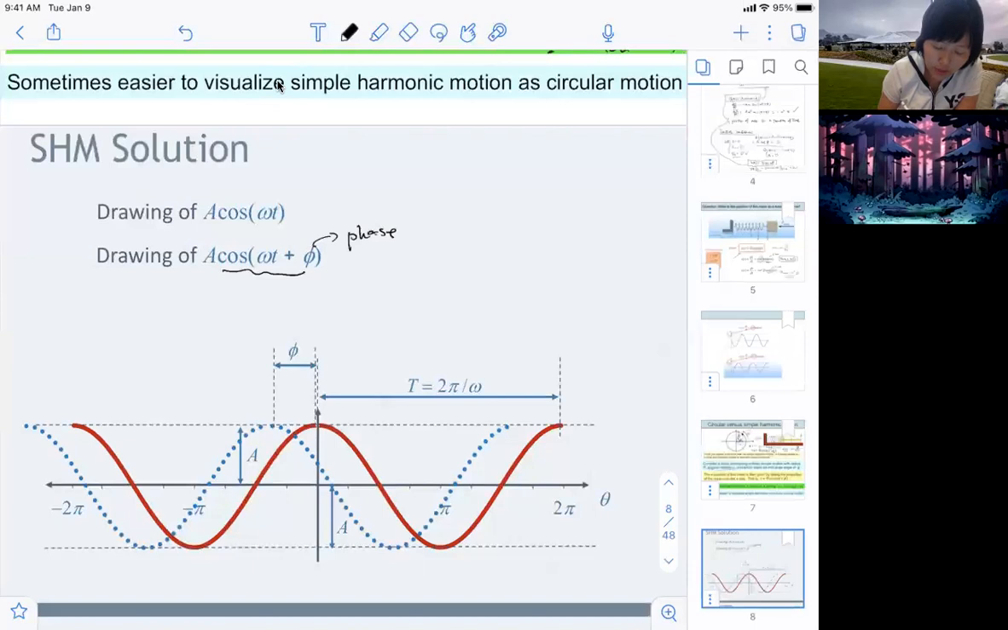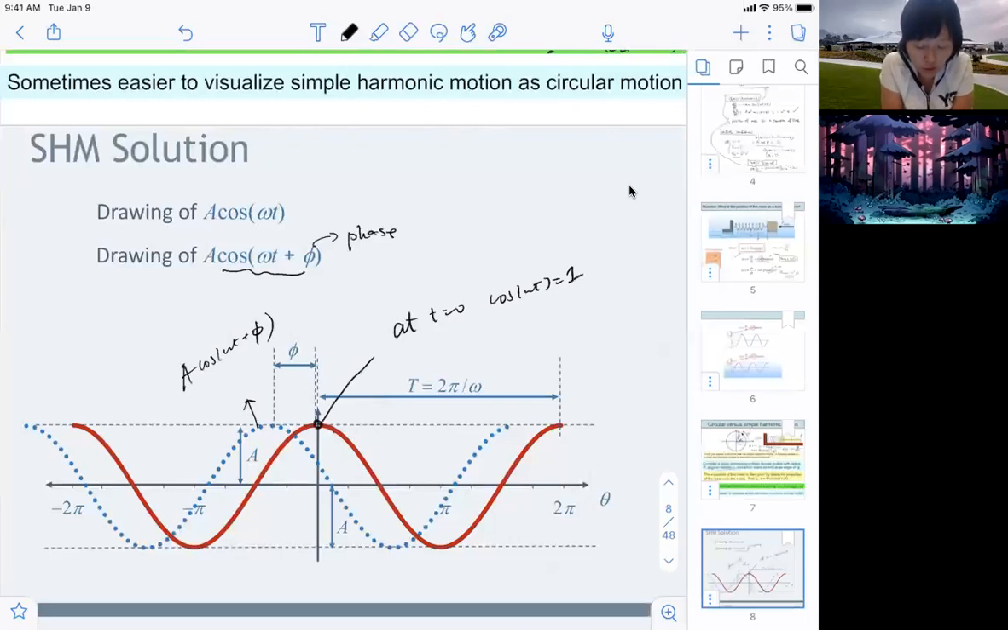So which one is cosine omega t, the red one or the blue one? Which one is a perfect cosine function? The red one? Yeah, the red one, yes, because at t equals 0, cosine of something is 1. So this one obviously is a cosine function. Now the other one has to be cosine omega t plus phi.